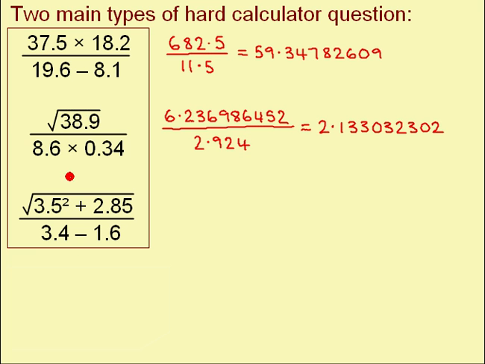Now this one is a little bit more tricky. I've got a square root sign on the top, but I want the square root of all of this. So the first thing I need to do is put some brackets in here. This will make sure that when I press the square root button, I find the square root of all of this. So for the top, I now type into the calculator square root, open bracket, 3.5 squared plus 2.85, close bracket, and then equals. I get this.